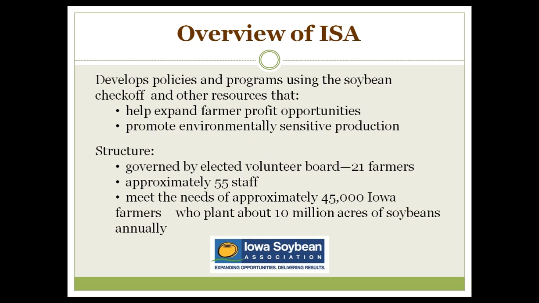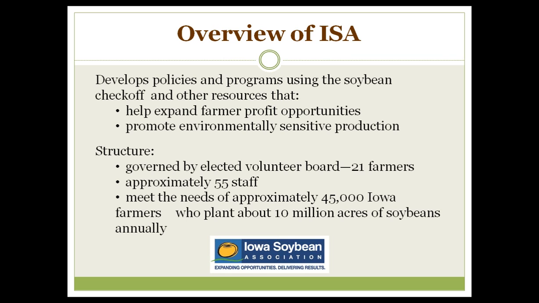ISA as a whole, we develop policies and programs using the soybean checkoff and other resources that help expand farmer profit opportunities and then promote environmentally sensitive production. So we're really interested in using the money that the farmer pays into the checkoff program to give benefit directly back to the farmer. If you don't know how the checkoff works, it leverages a portion of a percent of every dollar for every bushel that is sold. So it's totally based on the price of soybeans on the market as to how much money we get.